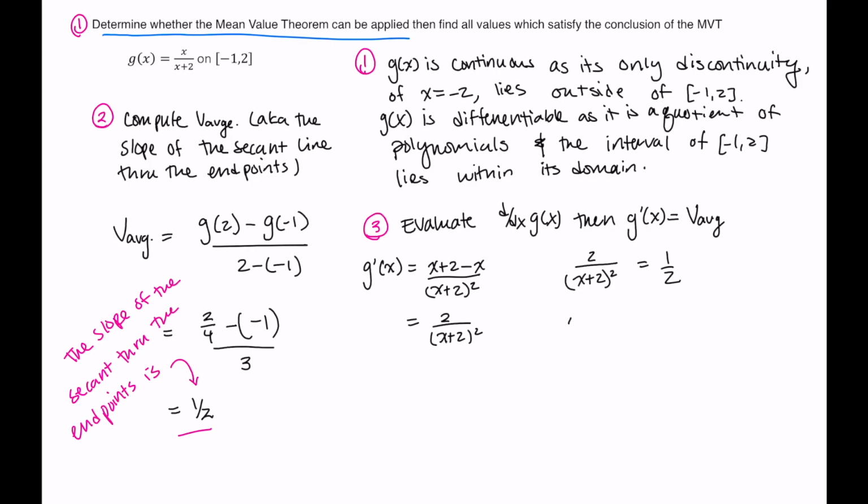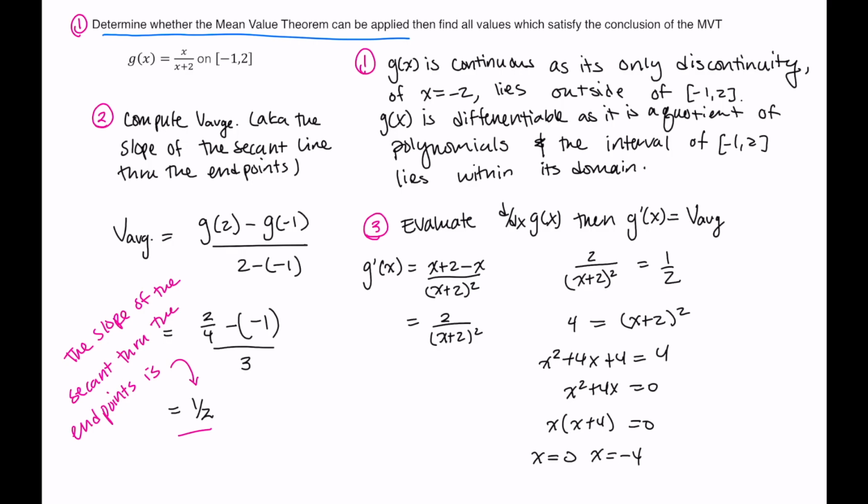This is equivalent to 4 is equal to x plus 2 squared, or I can write this as x squared plus 4x plus 4 equals 4, x squared plus 4x equals 0. Factoring, we can see that the 2 points we want are x equals 0 and x equals -4. So this tells me that the slope of the line tangent to this function at 0 and at -4 satisfy the conclusions of the mean value theorem.